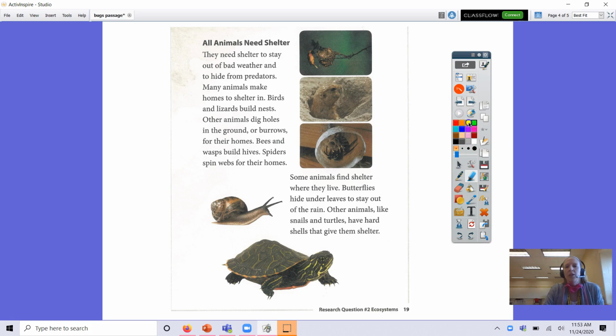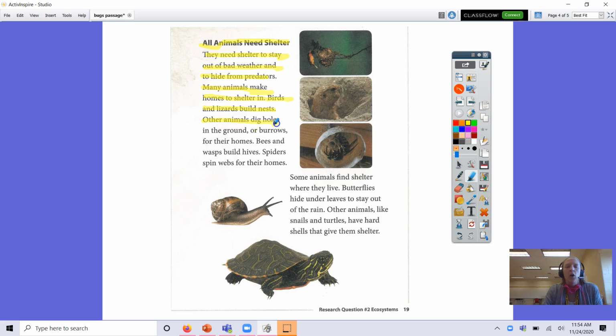Okay, on this one, we're going to talk about All Animals Need Shelter. So that is my header. Everything under it has to do with animals and shelter. All animals need shelter. They need shelter to stay out of bad weather and to hide from predators. Many animals make homes to shelter in. Birds and lizards build nests.